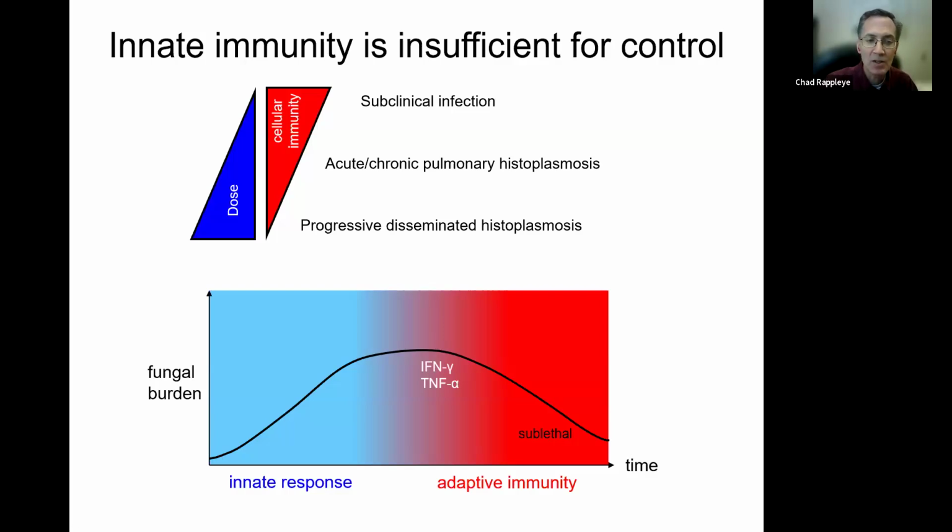So obviously, in an individual that has diminished cellular immunity, such as those with HIV, the fungal burden continues to escalate and you end up with progressive disseminated histoplasmosis. Also, individuals that receive a high dose that is not controlled during that innate immune response can end up with a pretty severe infection that is clinically relevant under those high doses.